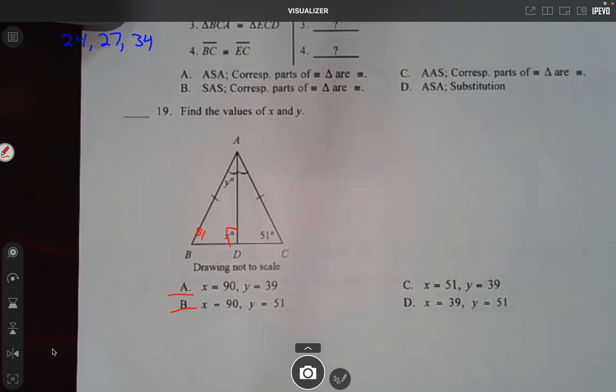Okay? We've done that problem twice already, where we subtract from 180. I'm seeing the same things over and over and over again.